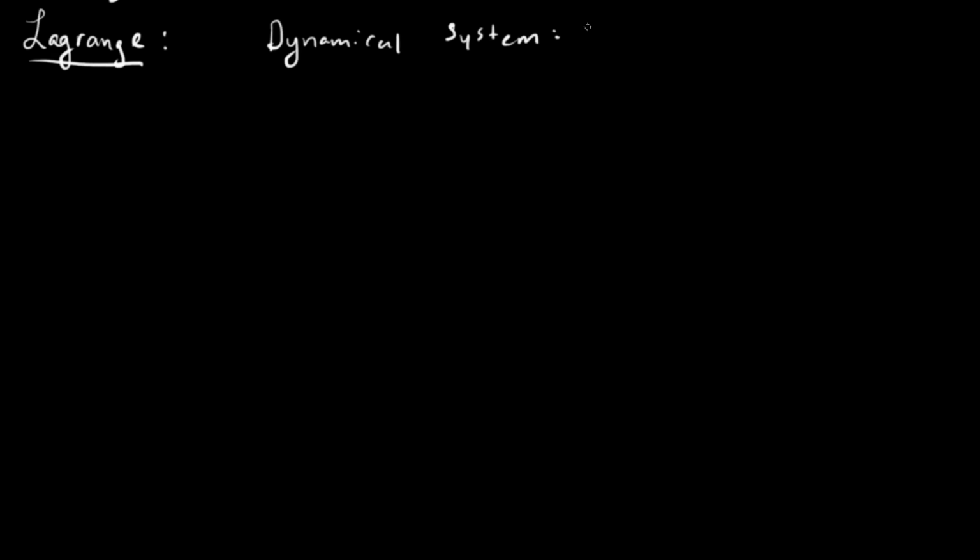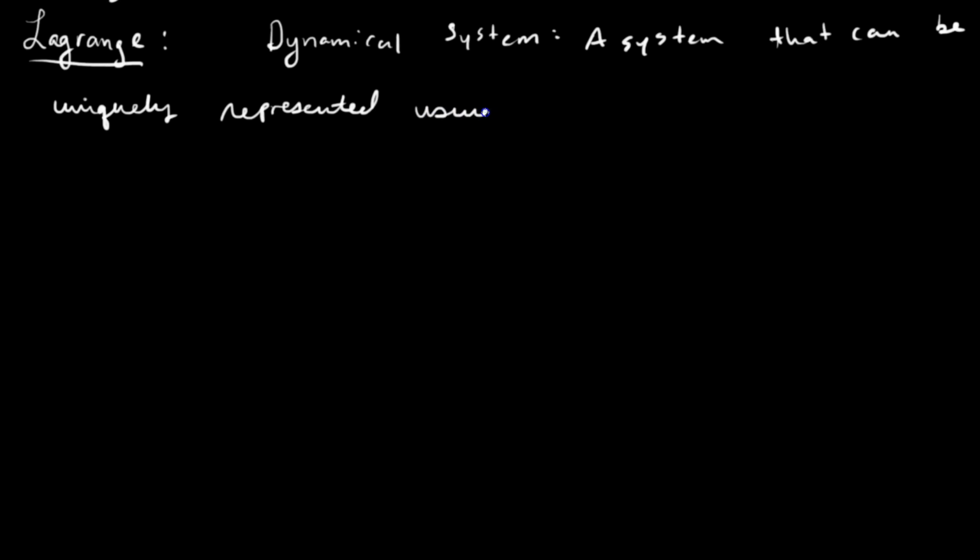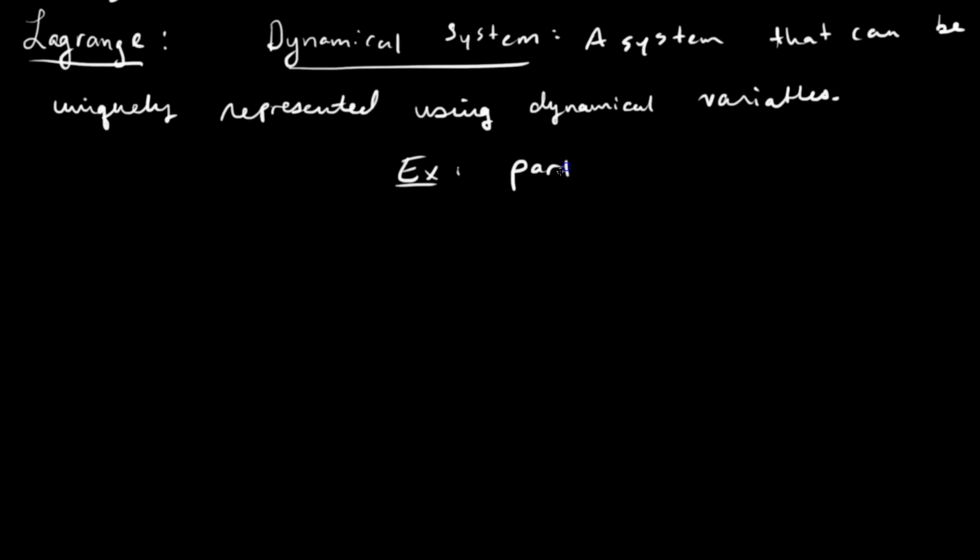What is a dynamical system? Well, a dynamical system is just a system that can be uniquely represented using dynamical variables. This is a very easy definition, right? A dynamical system, let me give you an example. A particle in 3 dimensions, right? The dynamical system is the particle, a system that can be represented uniquely using dynamical variables.